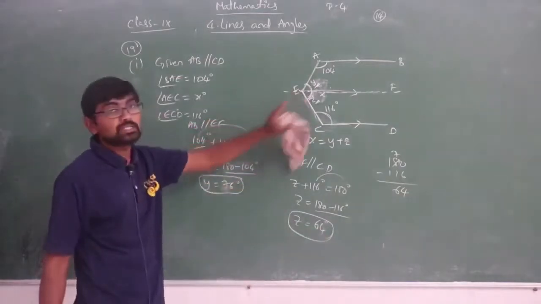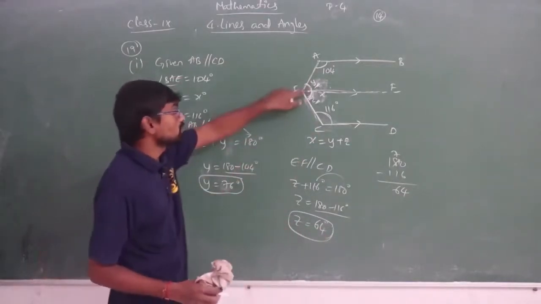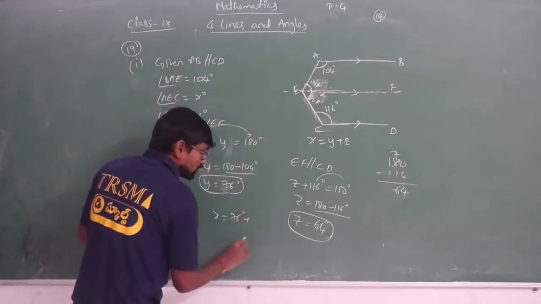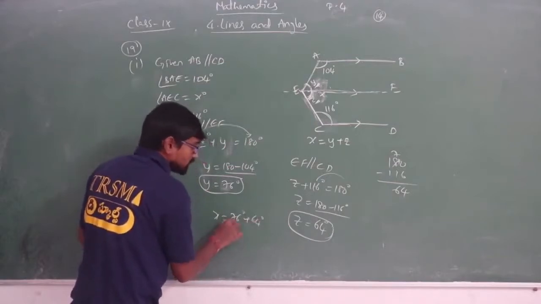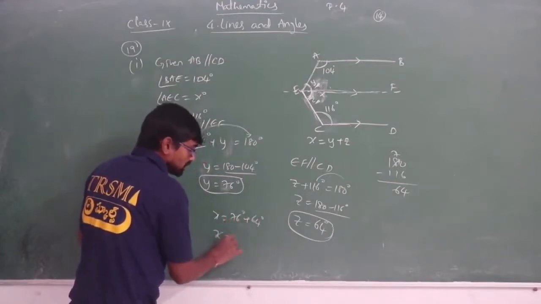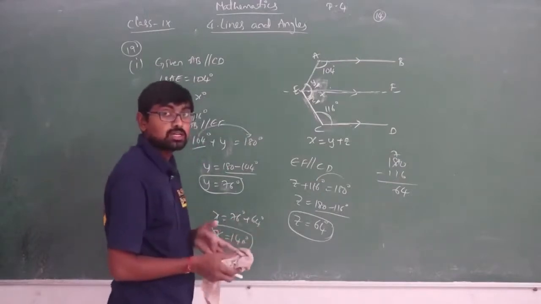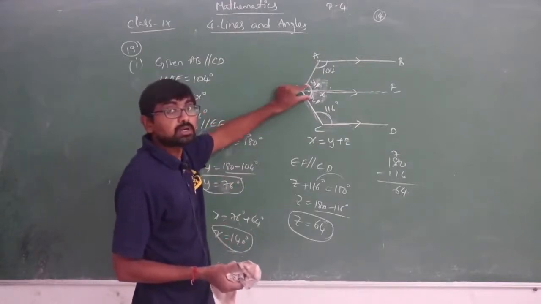Now coming to what? x value. What is x value? Addition of these both y and z, these two parts, isn't it? So x is equal to 76 degree plus 64 degree. If you add these both, 70 plus 70, here we will be getting 140 degree. Hope you all understood.